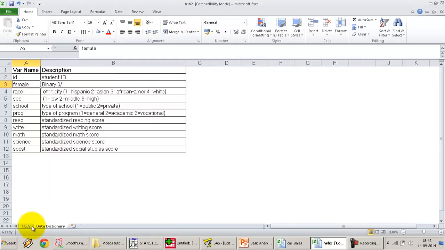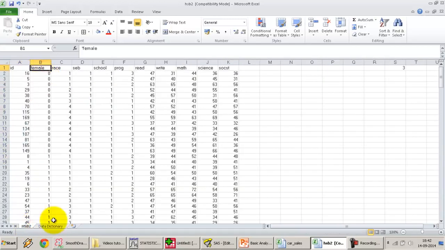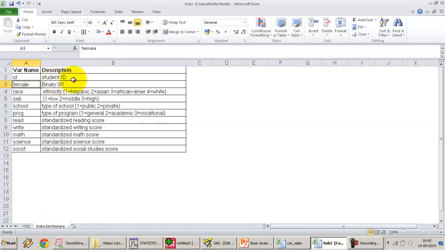We've got a gender variable, which we call simply the female variable. It is binary, 0 or 1. 1 means female, 0 means male, right?